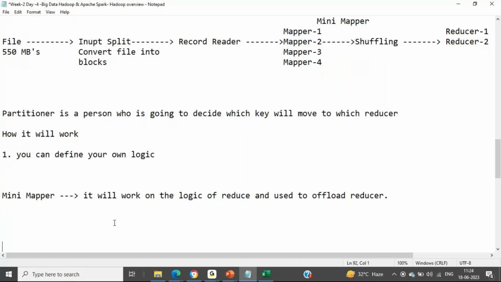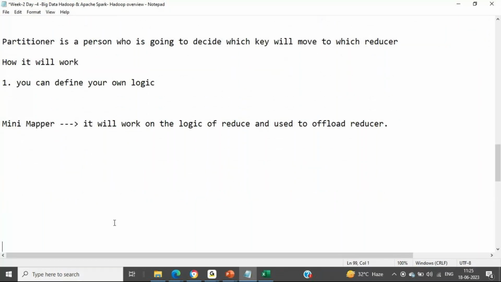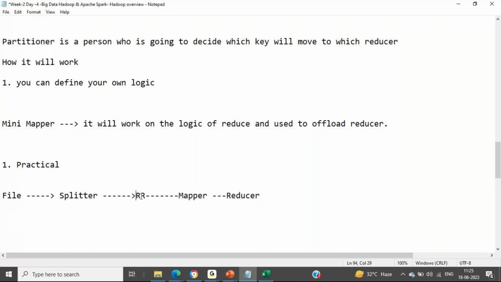So we are going to do these particular things practically, and we will be having different approaches. Practical: we will be having a file. Then we will do splitting. So it will be passed through the splitter, then record reader, then mapper and reducer. This is the first case that we are going to see.